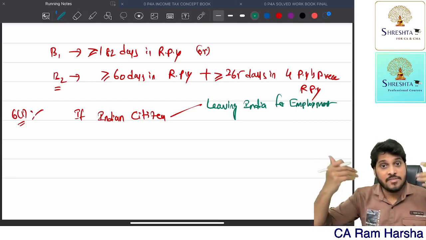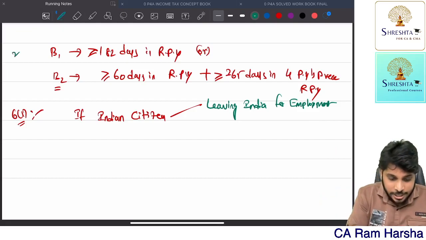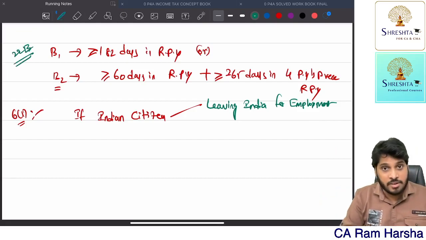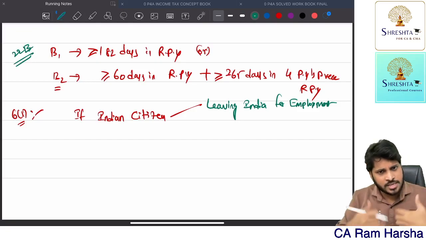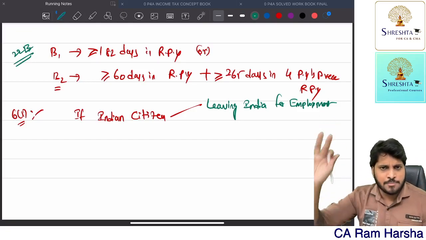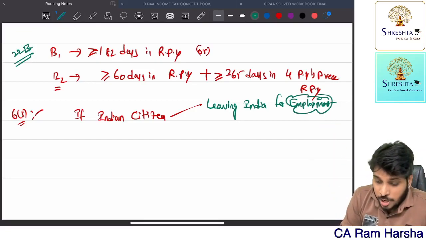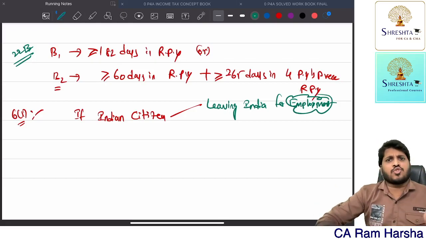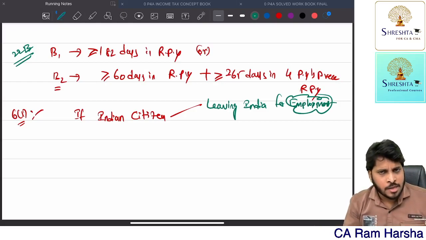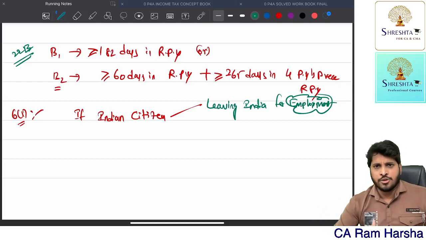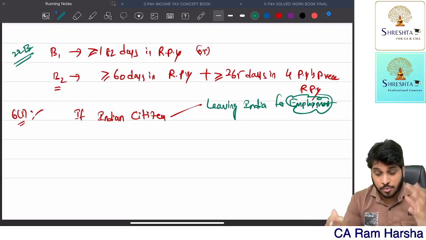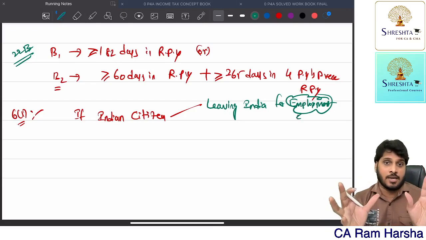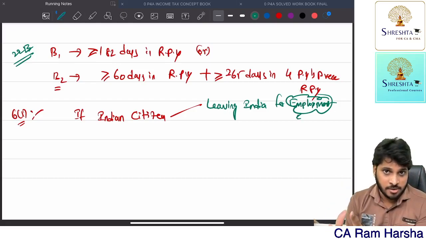He is actually an Indian citizen. Now he is leaving the country in this financial year 20 to 23 only. He is leaving exactly in the relevant previous year 20 to 23 and going for employment. Remember, employment means not just a job as an employee. Employment means anything. Suppose you want to start a business outside India, in Germany, and you left India, that is also treated as employment. Employment means work. First of all, understand.